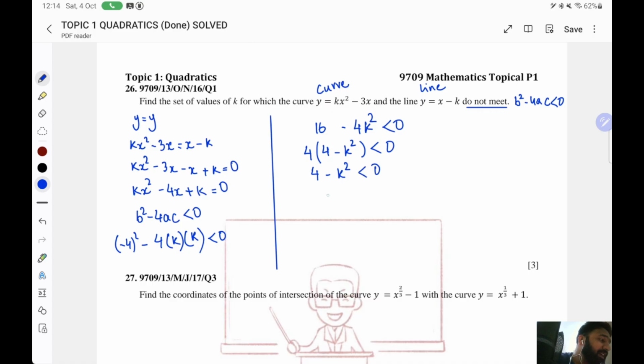Now we can see that this is the identity we can have, a square minus b square. So it will become 2 plus k.